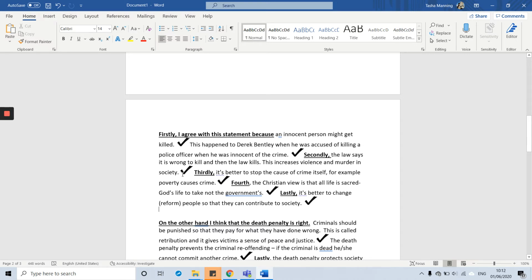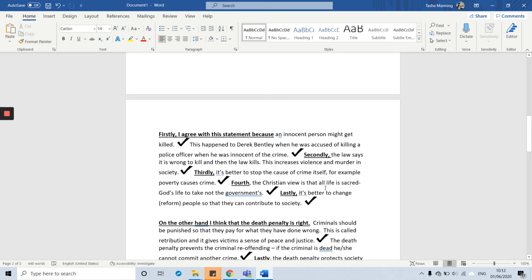Secondly, the law says it's wrong to kill, and the law kills. This increases violence and murder in society. There's your third mark. Also notice the sentence starter. Secondly, we've also got thirdly, fourth, lastly. It's very easy to signpost the marker if you do this. Thirdly, it's better to stop the cause of crime itself. For example, poverty causes crime. There's your other mark. Saying poverty, it's not quite enough to get a full mark there. You'd have to give a little bit more, like give an example. For example, somebody might want to cause crime in order to feed their family or something.